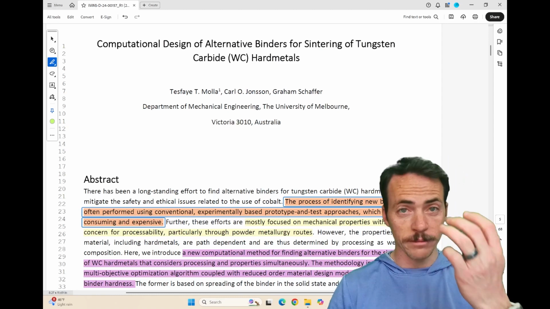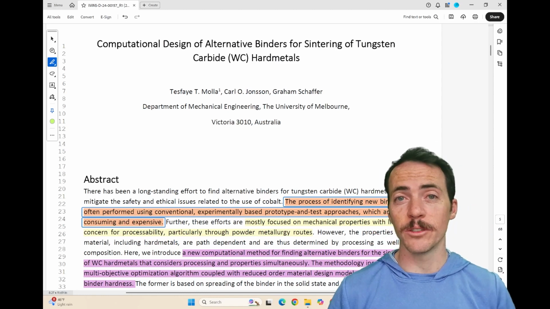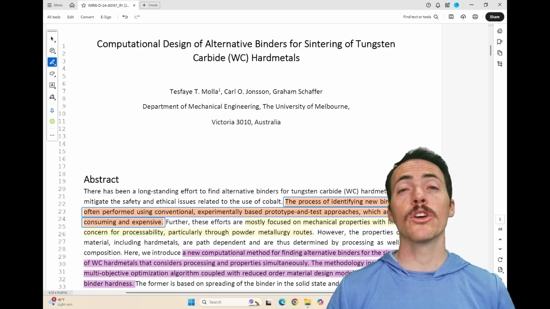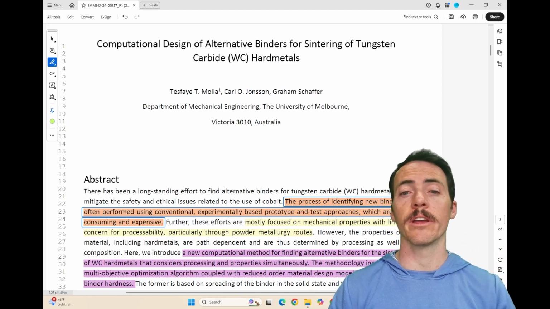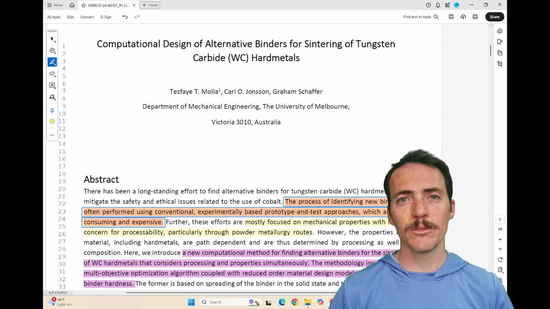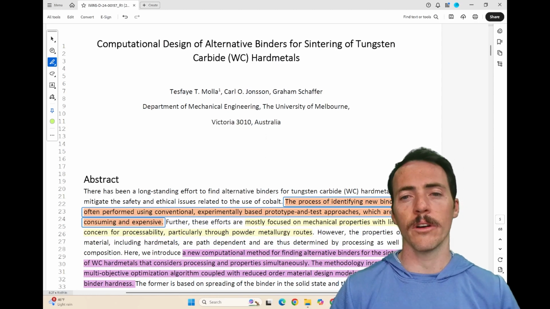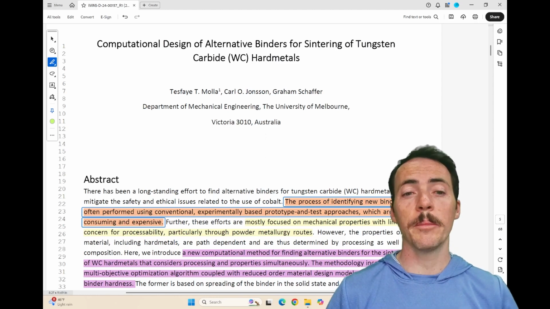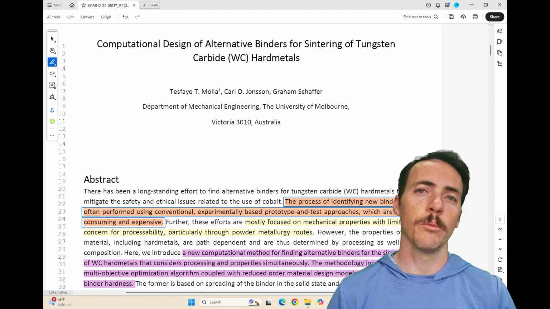Materials like tungsten carbide, right here, they're used for lots of applications, cutting tools, for example, but they predominantly rely on cobalt, right? In fact, I remember when I bought this, it was a cobalt bonded tungsten carbide ring. And the problems with cobalt, well, there's safety and ethical issues when it comes to using cobalt. We would love to use other materials that aren't cobalt, but the process of exploring them, they point out, has been predominantly trial and error, prototype and then test approaches, which are not efficient.